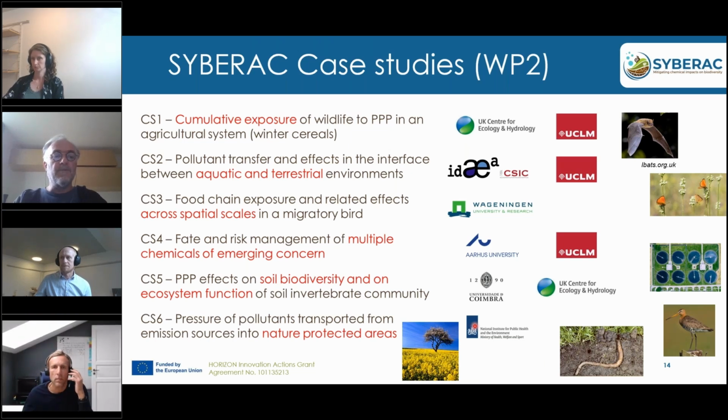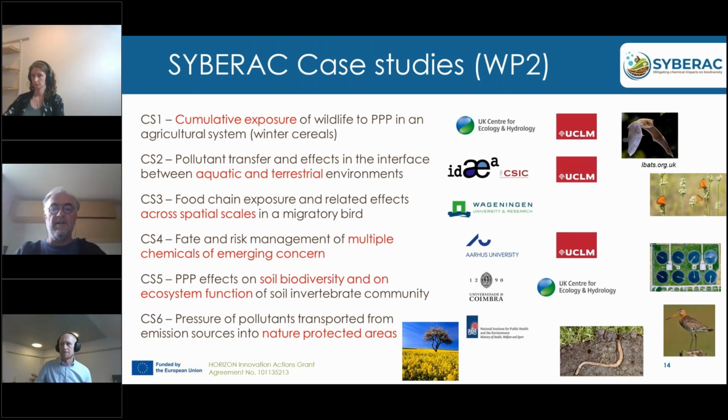Case study 4 is on multiple chemicals, so it's mixture toxicity within the system. Case study 5 is on the effects of plant protection products on biodiversity, soil biodiversity and ecosystem functioning. The last one, case study 6, is done in the Netherlands, and is about the longer-range dispersal of plant protection products in nature protected areas. So that is also important.